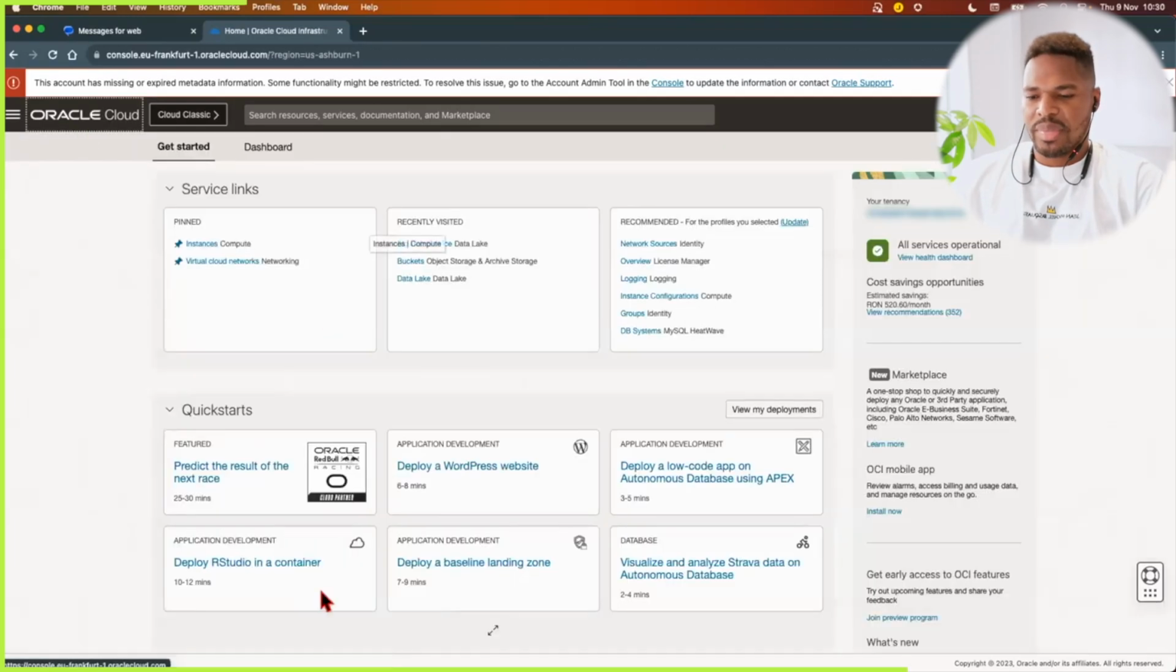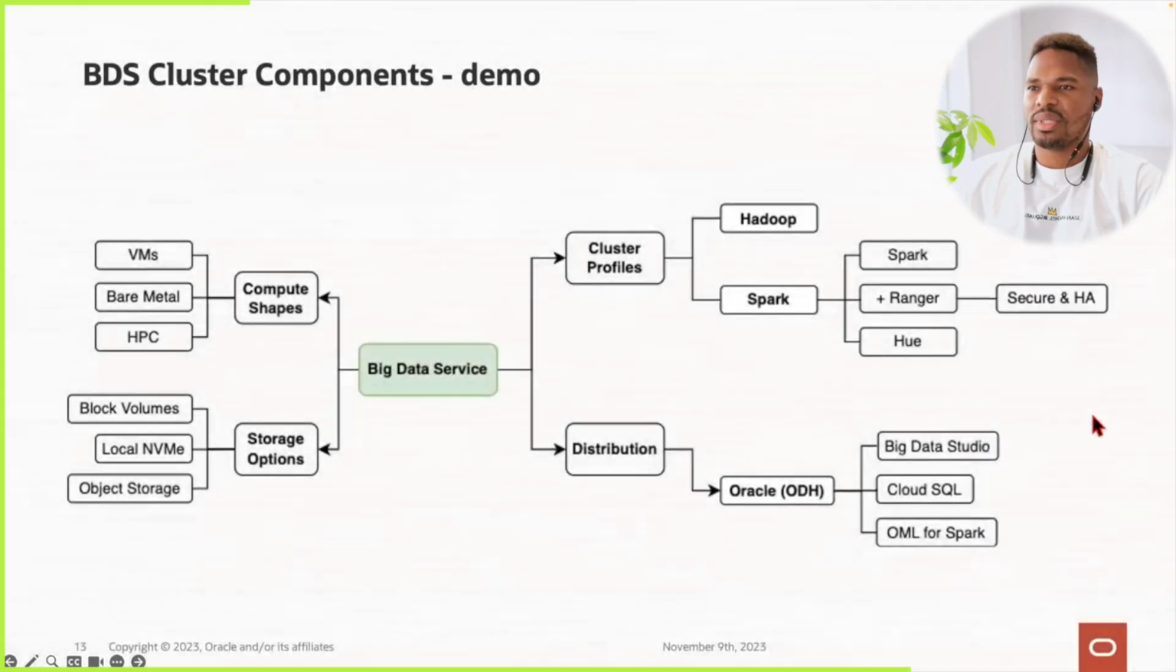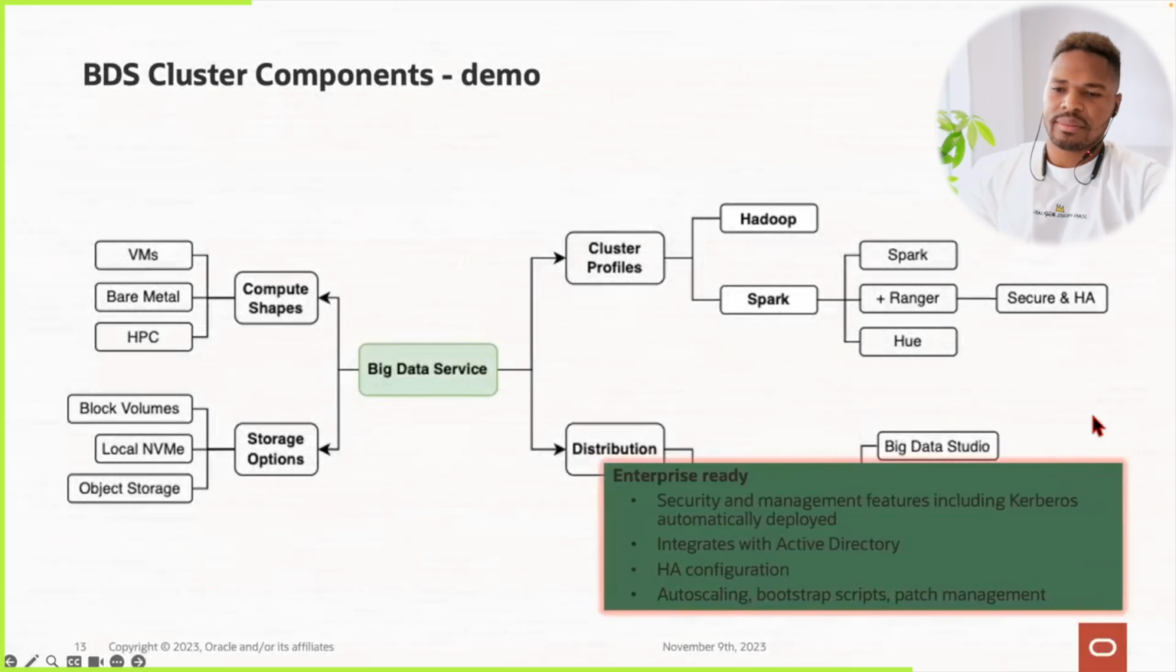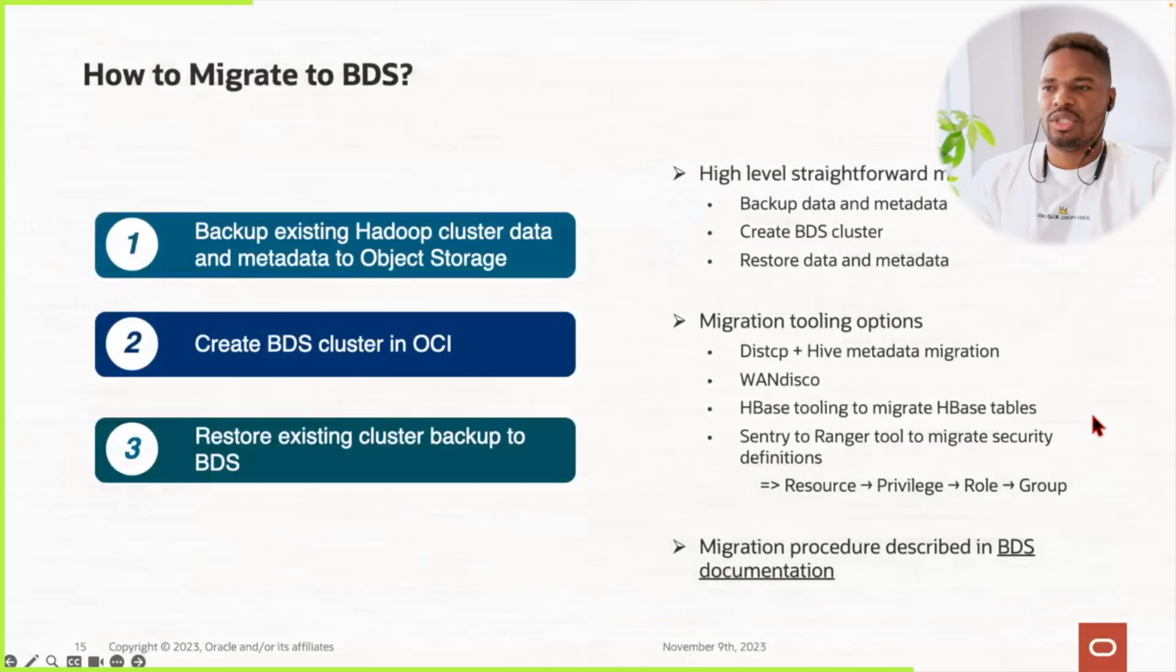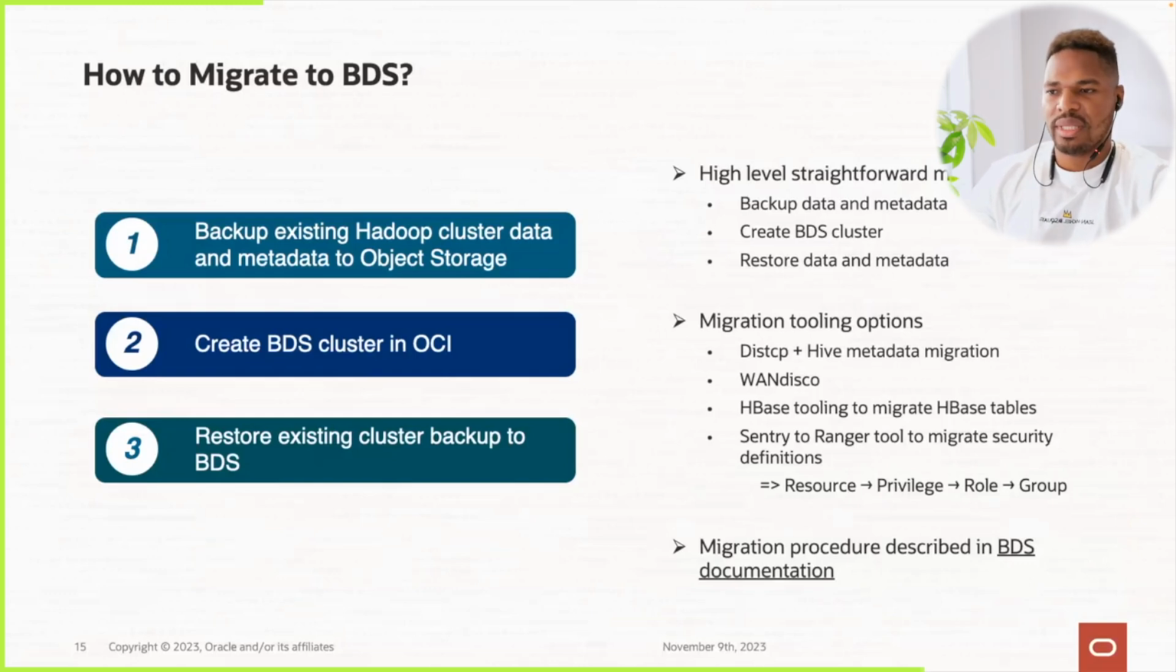So this is it about the short demo I wanted to present to you. Now let's go back to the slide deck and move forward and consider how to actually do the migration. For the migration, it's 3 short steps. The first one, you back up the existing Hadoop cluster that you have, in terms of data and metadata. You back all of this into the OCI object storage. And then you create your big data service cluster as we have just seen it together. And finally, you restore all of this backup into the big data service that you have just provisioned.